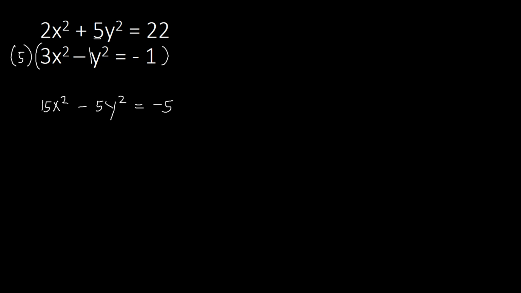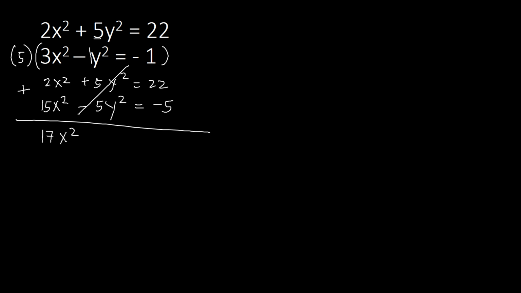Once we're done, we can now write up our 2x squared here so that we can do our elimination. Right after that, we can add and eliminate this one because we have the same number but with opposite sign and with the same variable and exponent. So we're adding 2 plus 15 because they are like terms. That will be 17x squared equal to 22 minus 5, that will be 17.